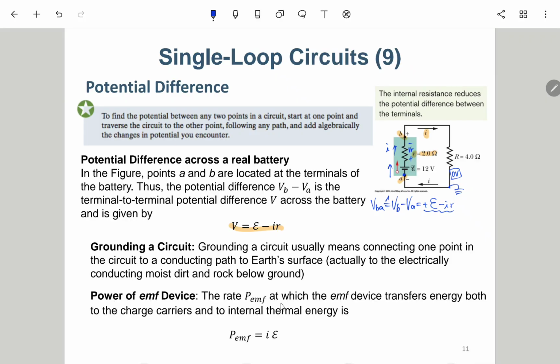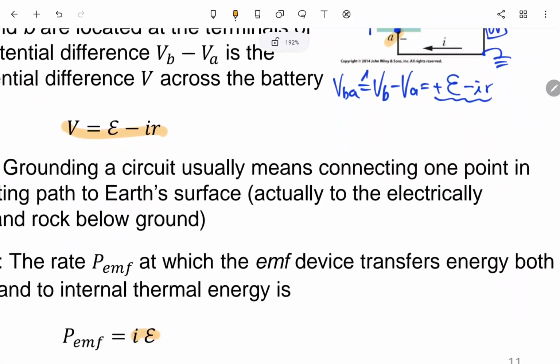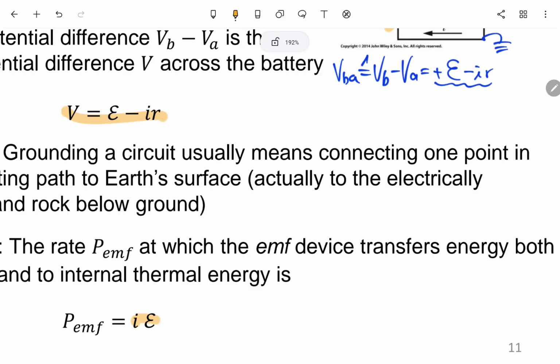So the rate P_EMF at which the EMF device transfers energy, both to the charge carriers and to the internal thermal energy, is P_EMF = I times E. Sometimes I just write it as V, so it is also some sort of I times V.